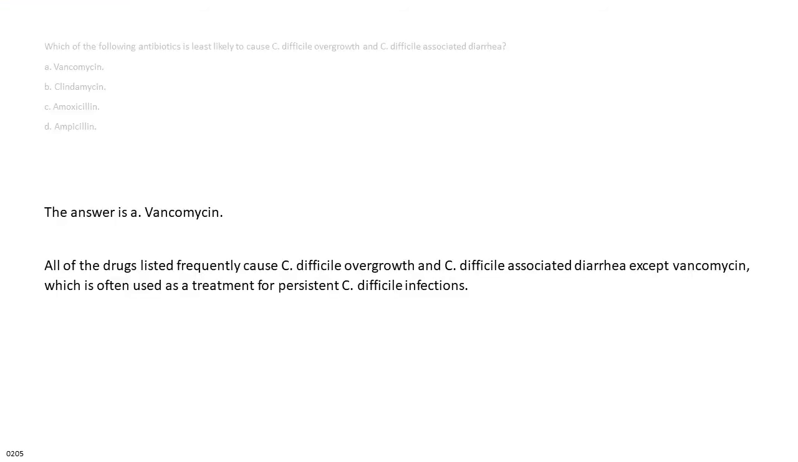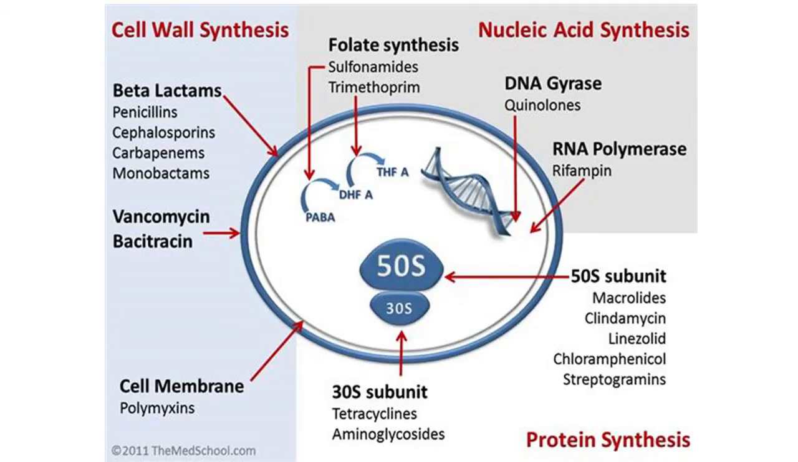The answer is A. Vancomycin. All of the drugs listed frequently cause Clostridium difficile overgrowth and Clostridium difficile-associated diarrhea except vancomycin, which is often used as a treatment for persistent Clostridium difficile infections.